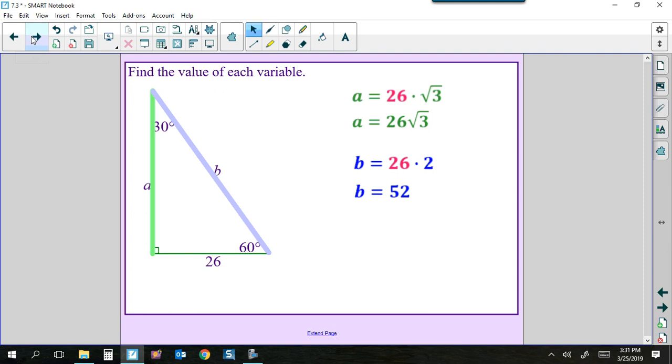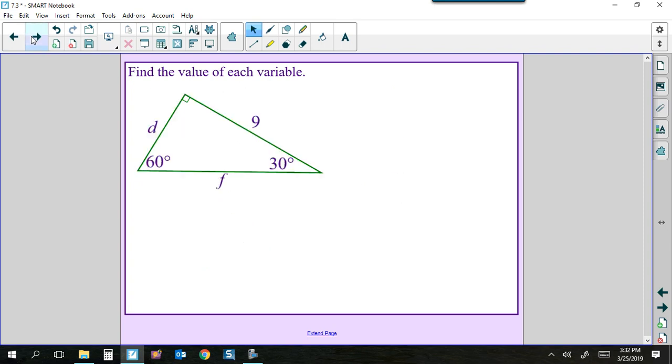To be honest, with your 30, 60, 90 triangles, you truly are hoping that they always start off by giving you either the short leg or the hypotenuse. The difficult ones, which we will do as an example, is when they give you the long leg. The long leg, which I think we're doing now.